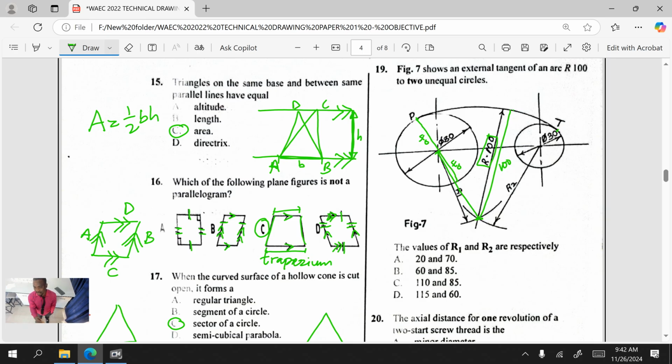Then the entire line is 100. So what will be from this point to this point? That will be 60. Look at it here. So 100 minus the 40.